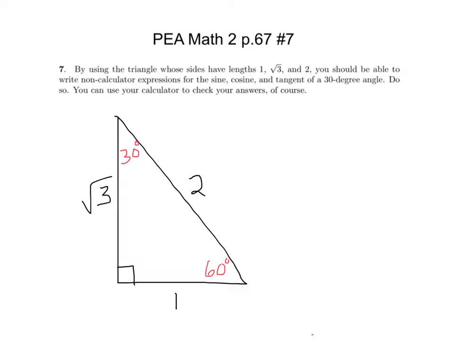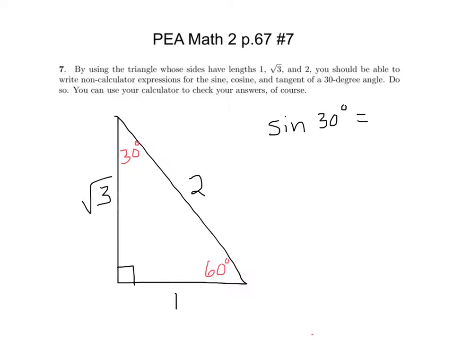And then what it says is you should be able to write non-calculator expressions for sine, cosine, and tangent of a 30-degree angle. So let's do this. Sine 30 degrees equals, now we're going to the part where it's having you go back and remember trig functions, refreshing your memory on trig functions. So sine, the sine trig function is what ratio? Opposite over hypotenuse.